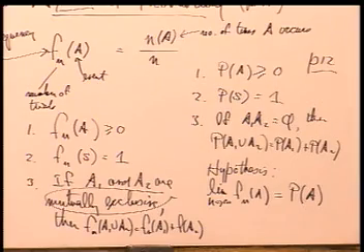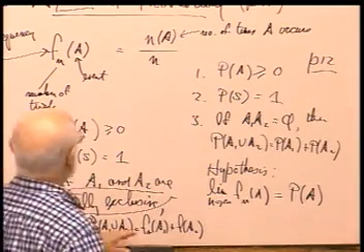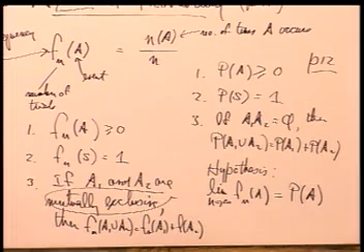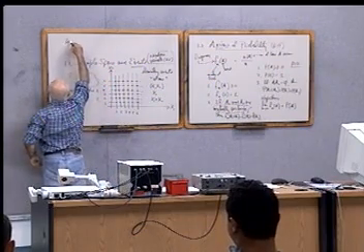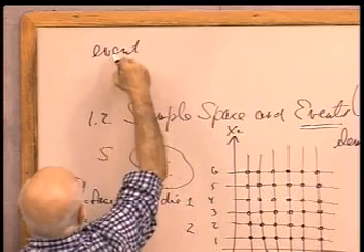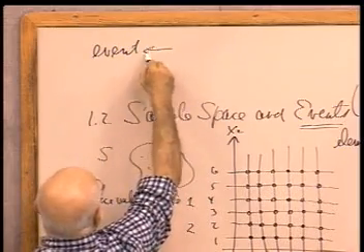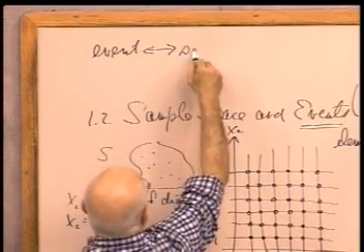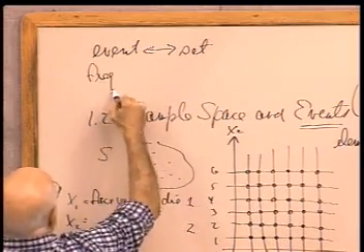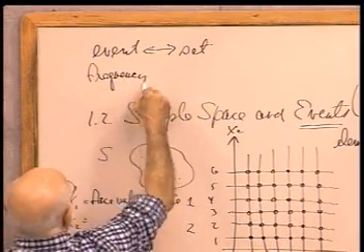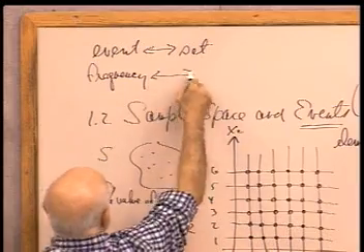Okay, so let me do it up here. So here's our model. Events correspond to sets, and frequency corresponds to probability.